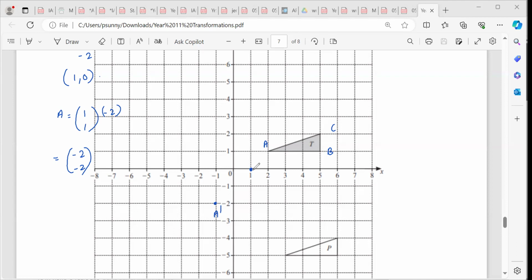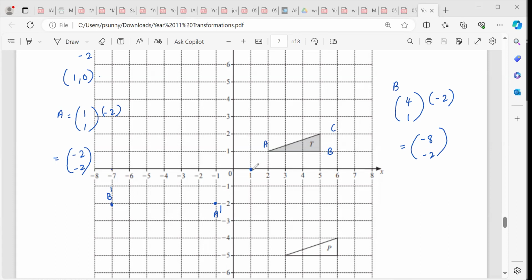Similarly, to get B, I need to move 1, 2, 3, 4 towards right and 1 up. But it should be multiplied with -2 since my scale factor is -2. 4 into -2 is -8. 1 into -2 is -2. So now from the center of enlargement, I need to move 8 towards left, 1, 2, 3, 4, 5, 6, 7, 8, and 2 down, 1, 2. So this will be my B dash.